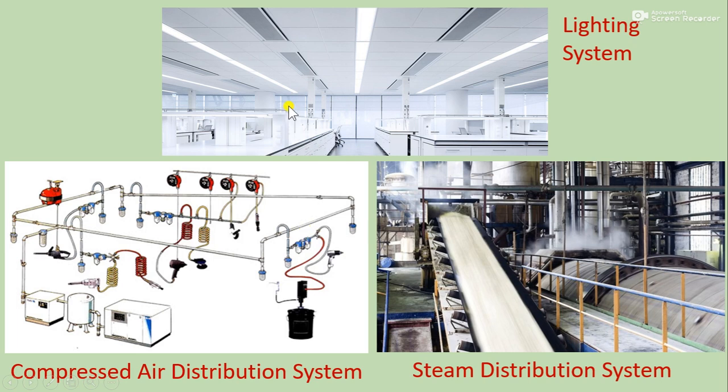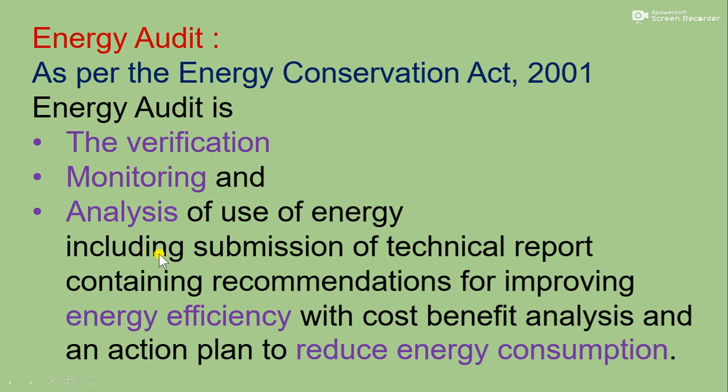So in this case, verification is to check the use of energy at each location. Monitoring means observation, measurement of the energy at different locations. And analysis means how much energy is consumed. So energy audit includes submission of a technical report which contains recommendations for what? For improving energy efficiency with cost benefit analysis. And the final aim as an action plan is what? To reduce energy consumption.